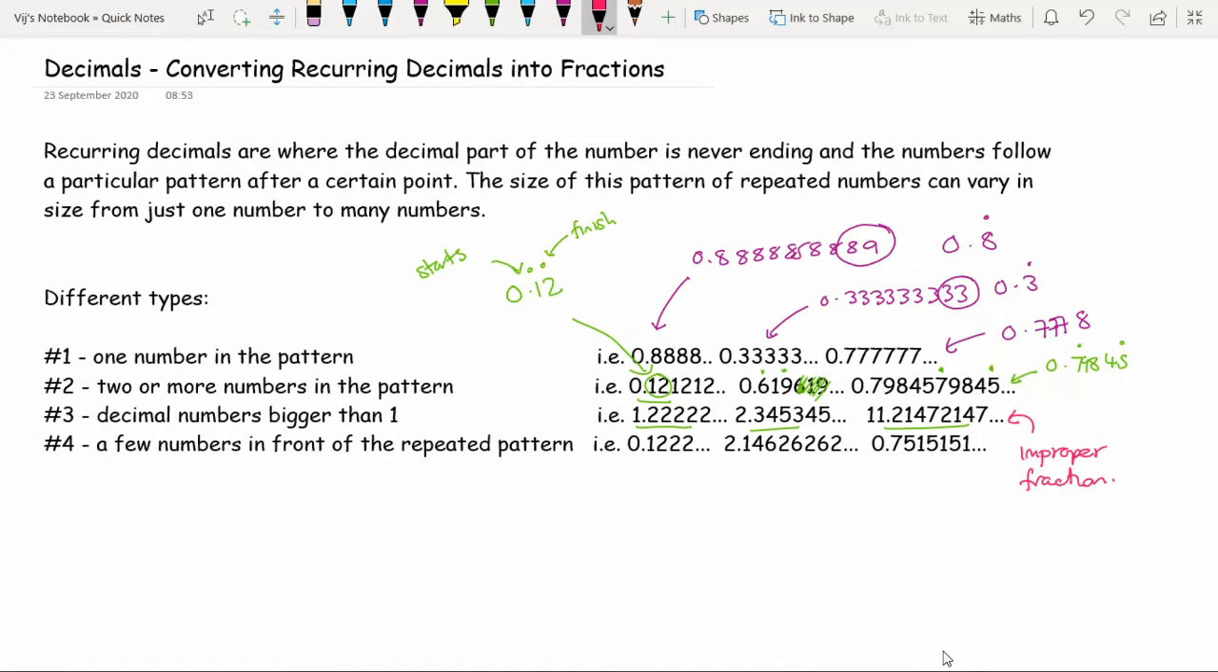And the last section, which is probably the hardest one of converting, is when you've got numbers in front of your repeated pattern. For example, with 0.122 recurring, I've got 0.122. Now the repeated pattern is the 2.